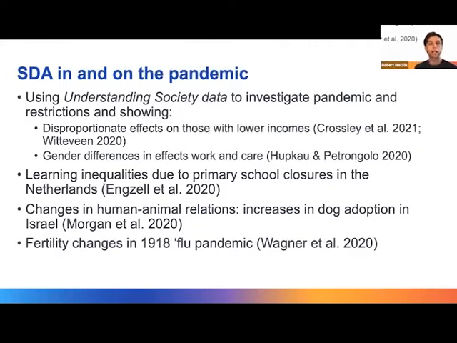There have been learning inequalities due to primary school closures in the Netherlands, where they've got some good quality data. There are changes in human-animal relations, showing increased interest in dog adoption in Israel, and I think there have been news reports about how much the price of dogs has increased. And fertility changes in the 1918 flu pandemic have been used to indicate how lockdown and non-pharmaceutical interventions might affect fertility going forwards.